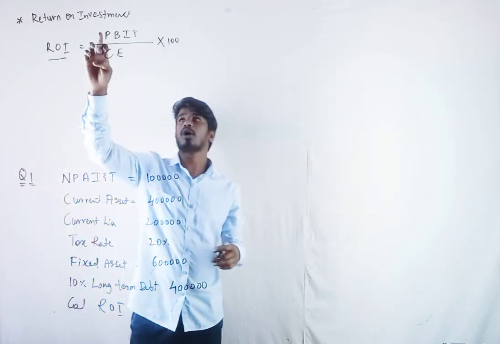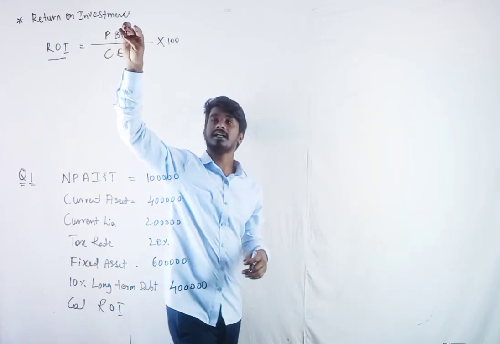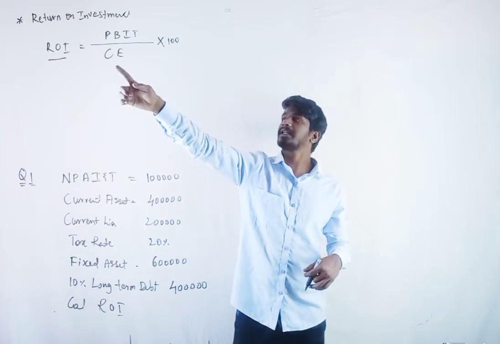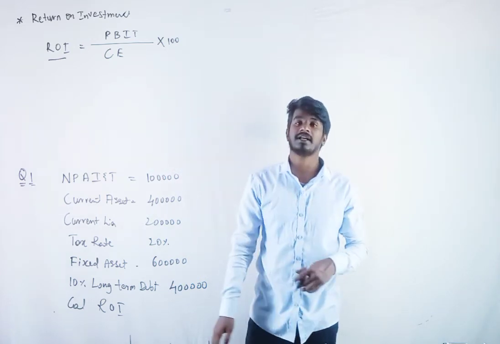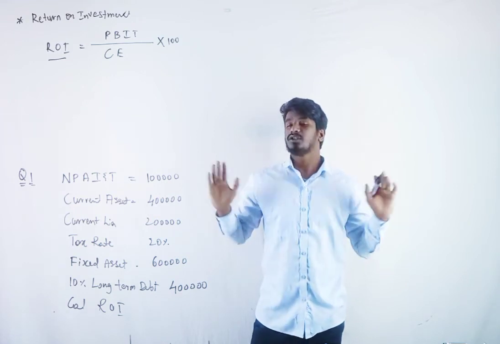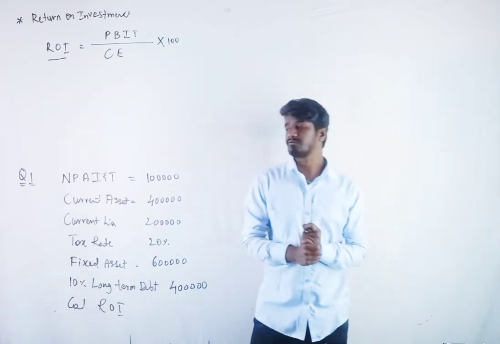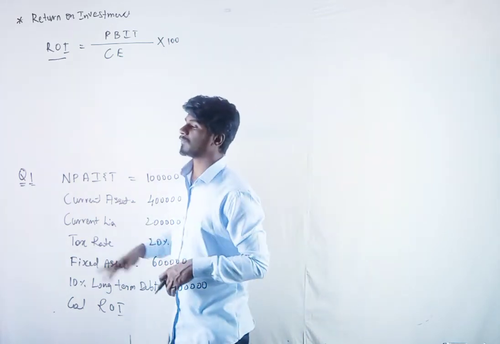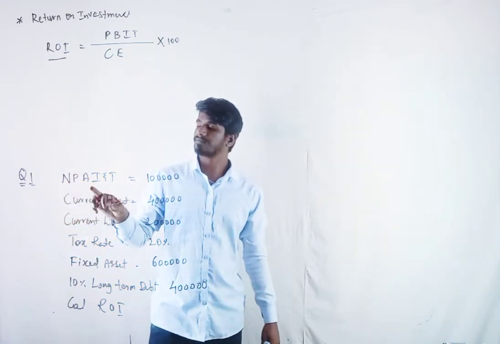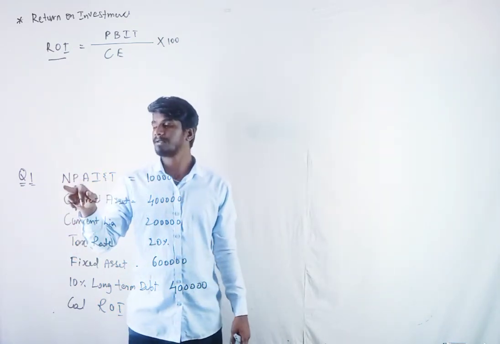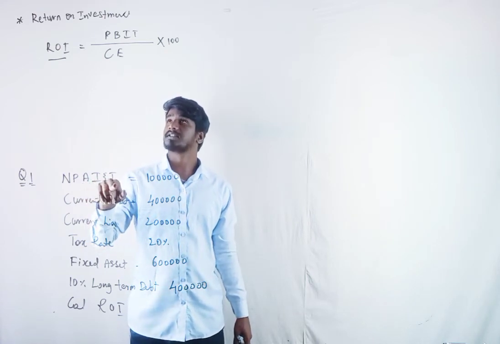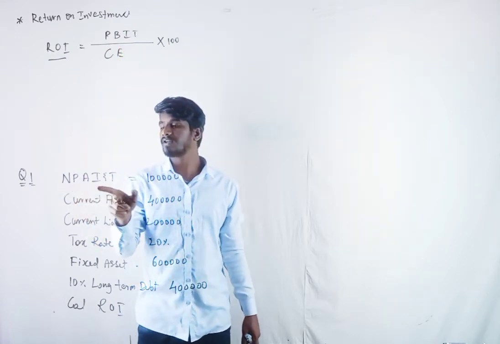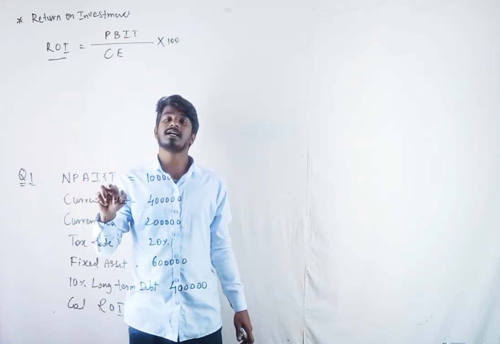What is the formula? Profit before interest and tax divided by capital employed into 100. Fine. Let's see the question and understand the formula. Net profit after interest and tax. But we need profit before interest and tax, and they have given net profit after interest and tax.